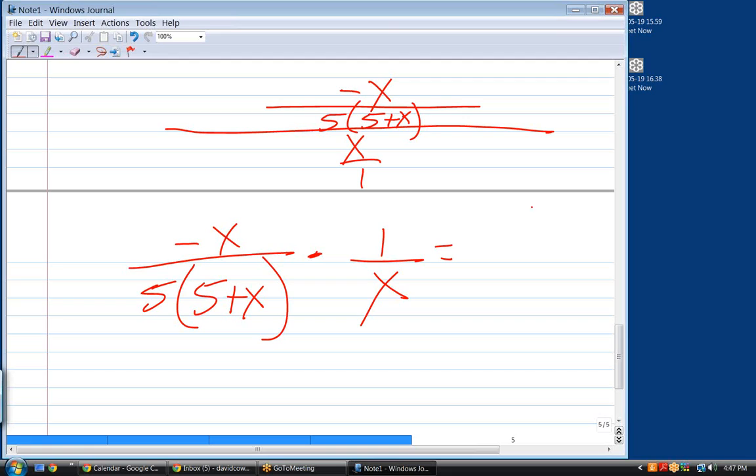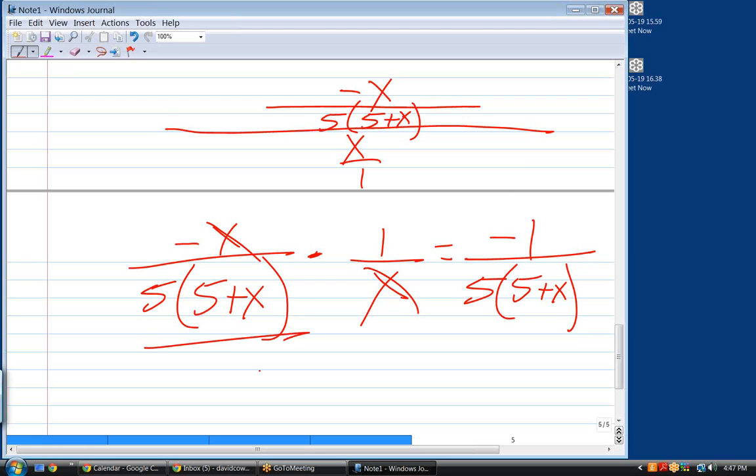Okay. Multiply the numerators, so you get negative x over 5x times 5x. Basically, the x's cancel like that, and you end up with negative 1 in the numerator, and this in the denominator. Right? You can see that, right? Okay, now take the limit of that as x goes to 0.